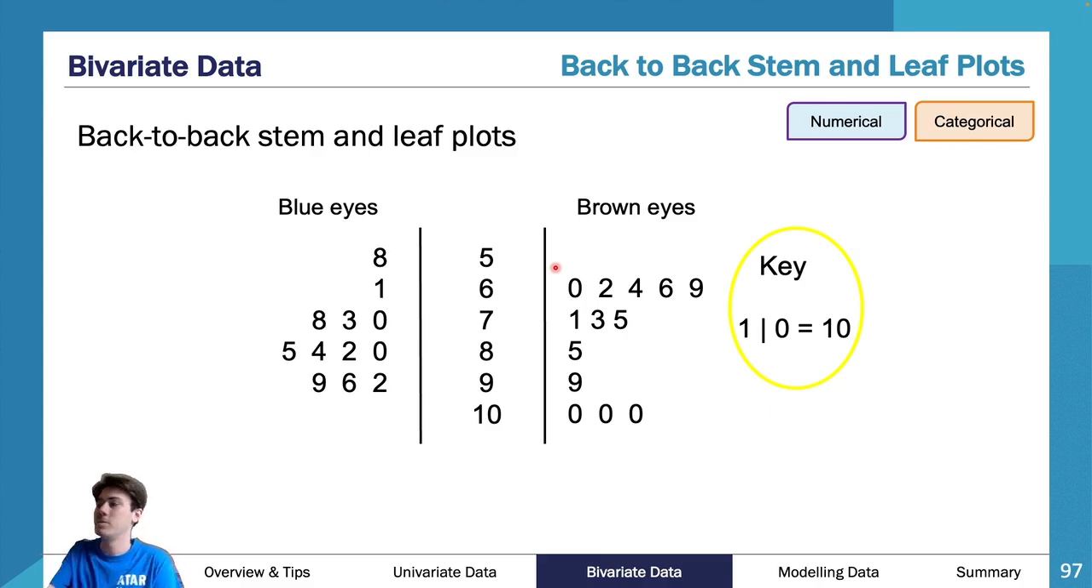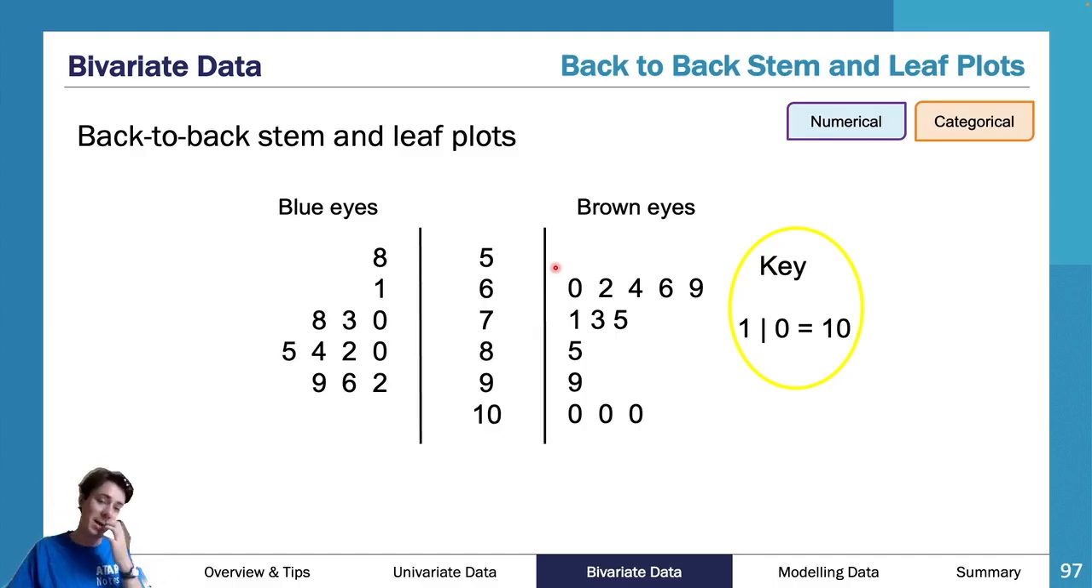But as you can see here, we've got a key that says 1 | 0 equals 10, and then we've got our blue eyes versus our brown eyes. So, bit of an odd example, but essentially let's just say this is age, for some weird reason. So we're looking at people that are 100 years old or 58 years old as our lowest. We'll say it's age, and we're looking at the eye color. You can only have two categorical pieces of data here. You can't have more than two.